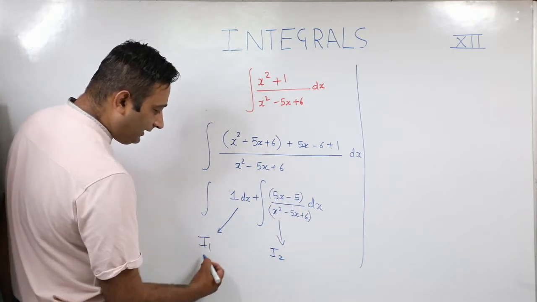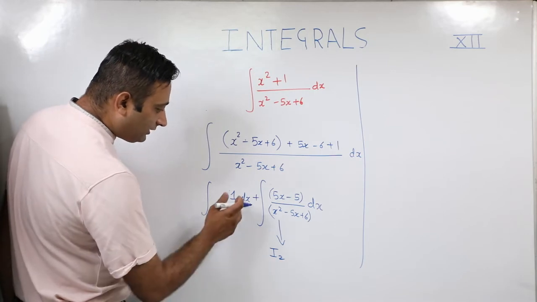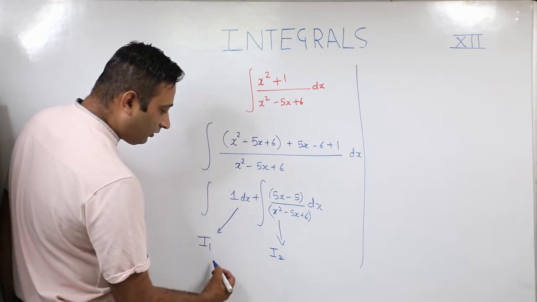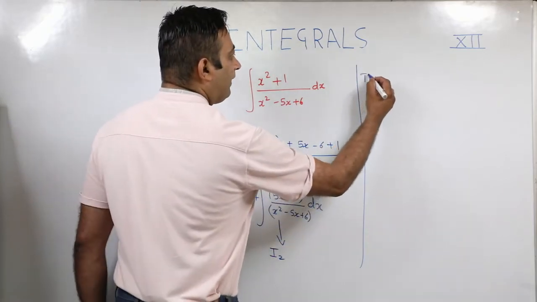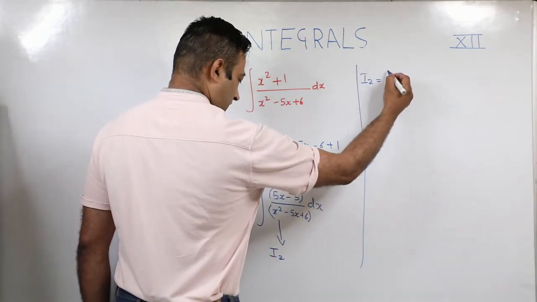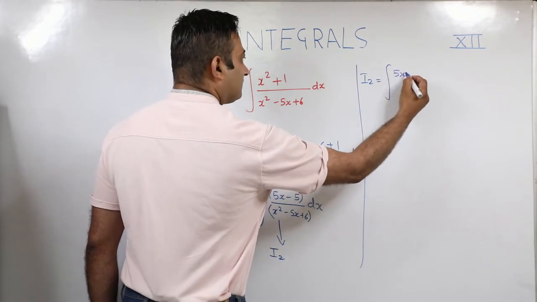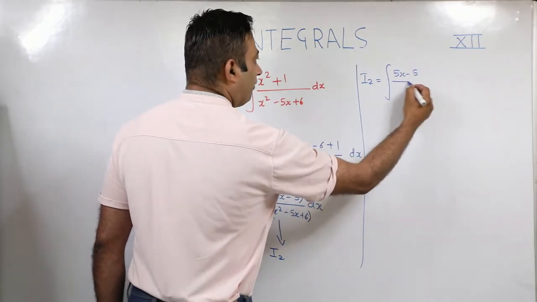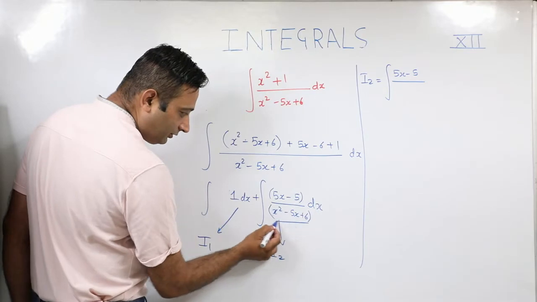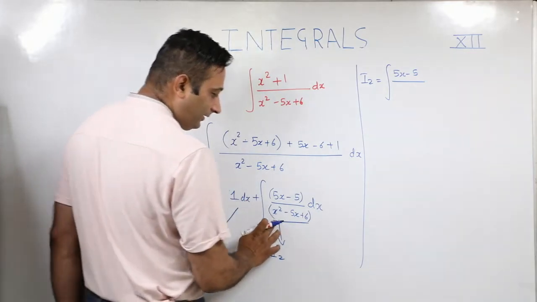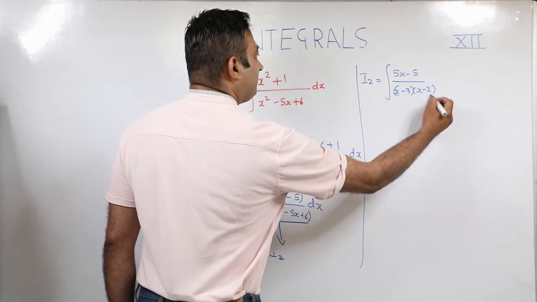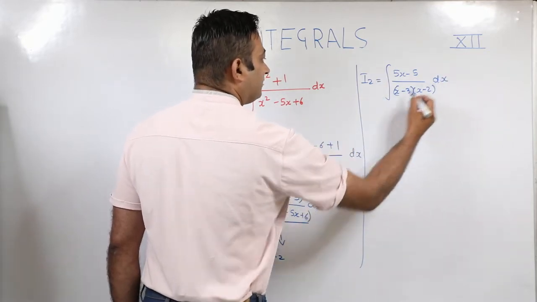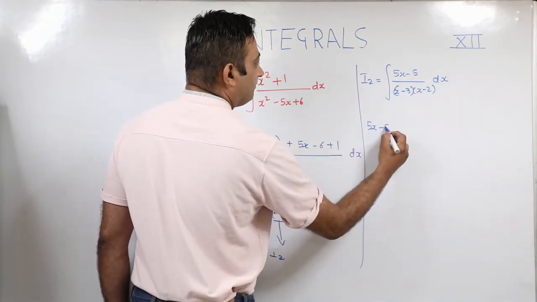So, we can simply use the standard integrals to find the integral of 1, that will be x. Now, we will try to find the value of I2, that is 5x minus 5 upon, now we will split this using the splitting the middle term method. What we will get here is x minus 3 into x minus 2. Now, we will use the partial fraction method to solve this problem.